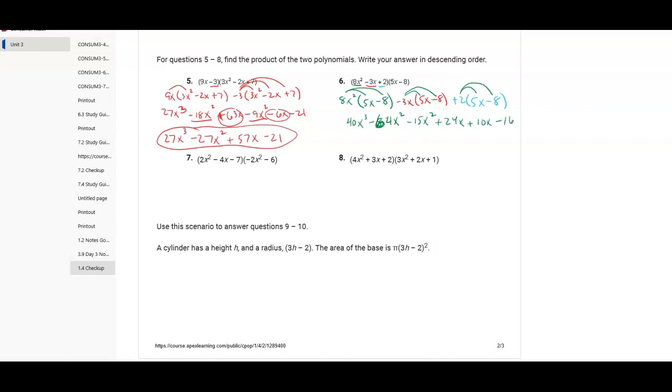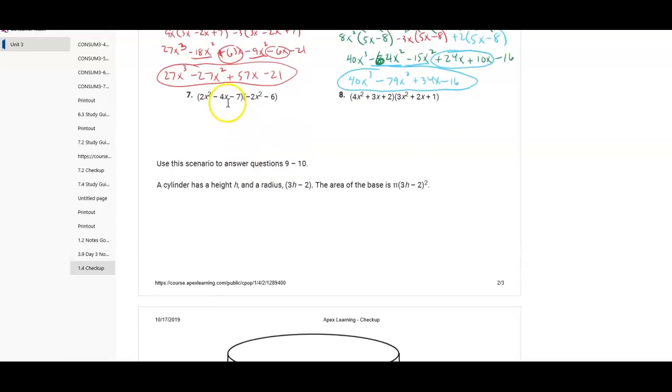Go ahead and combine like terms. You get 40x to the third. Then negative 64x squared minus 15x squared. When I combine those, I'm going to get minus 79x squared. Then 24x plus 10x would give me plus 34x. Then minus 16. And we are done.